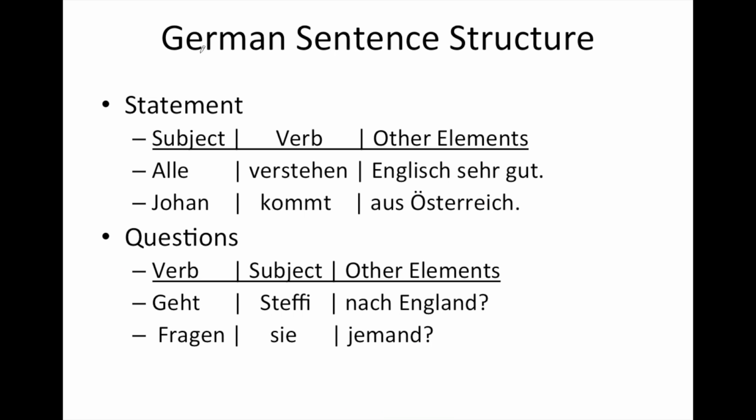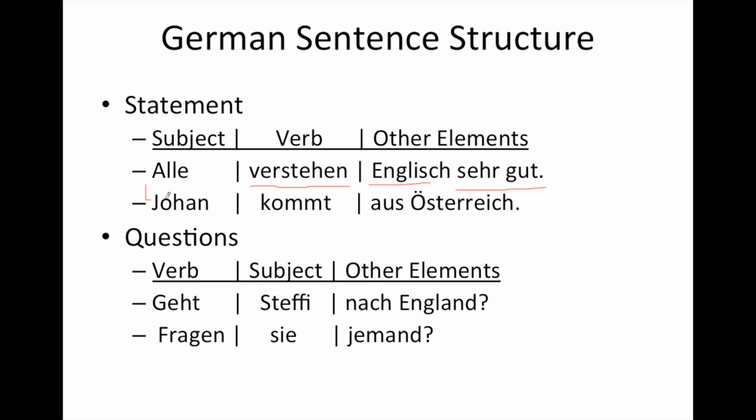Now let's have a look at the general German sentence structure. For a statement, we'll start with the subject, and then we'll have the verb, and then we'll have other elements. So alle, that's our subject. Those are the people who are acting in the sentence. And what are they doing? They're understanding. Sie verstehen. Alle verstehen. What do they understand and how do they understand it? Englisch, sehr gut. That would fall under the other elements category.